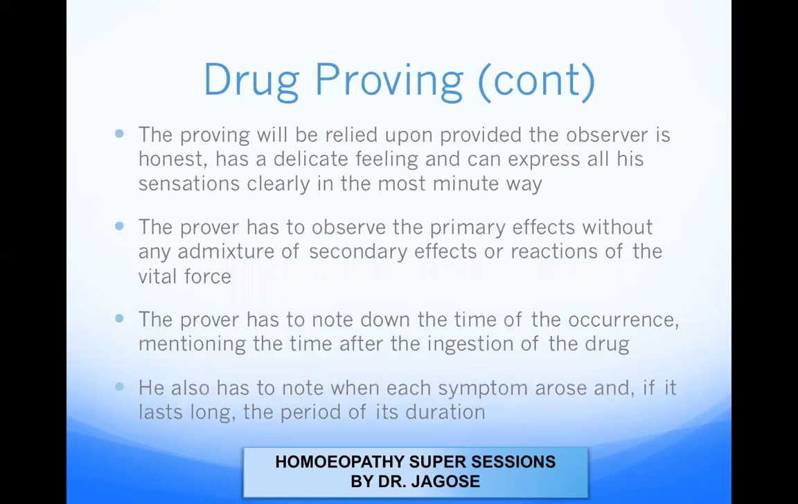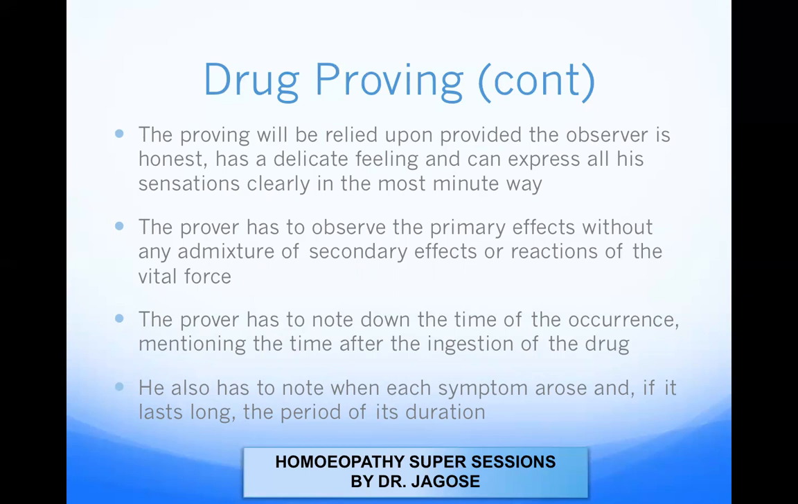The proving will be relied upon provided the observer is honest, he has a delicate feeling and can express all his sensations clearly in the most minute way. So therefore, the duty of the prover is also very important. He should be honest, he should be sensitive, whatever slightest feeling is there, he has to express it clearly in the most minute way. The prover has to observe the primary effects without any admixture of secondary effects or reaction of the vital force. So whatever the prover has observed, he has to write it down.